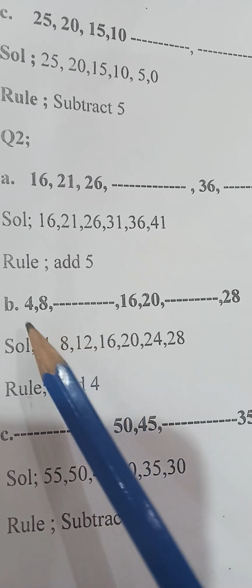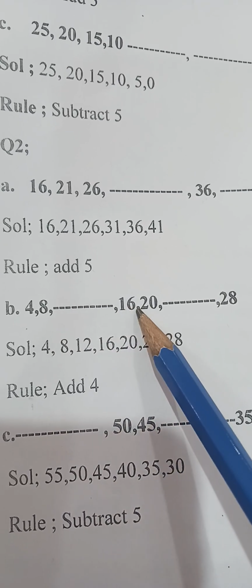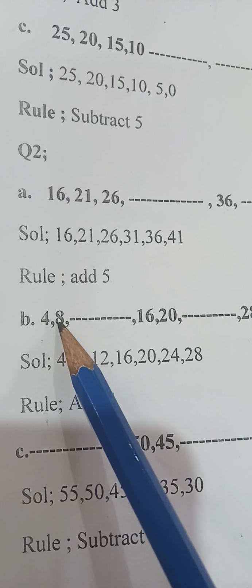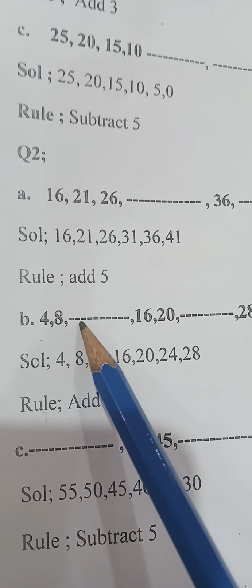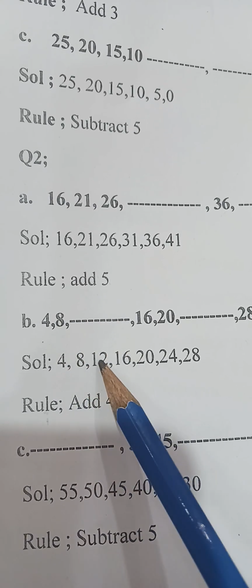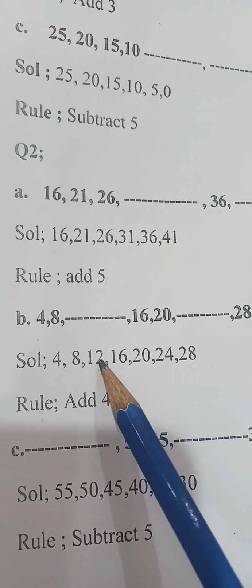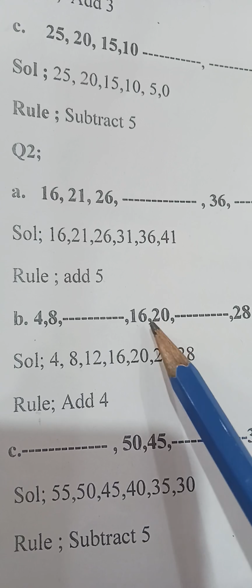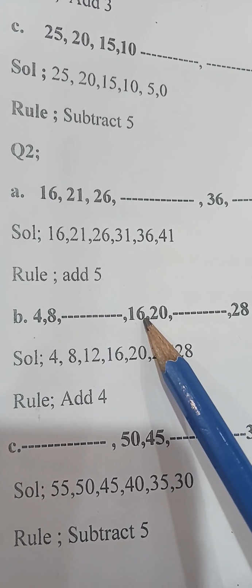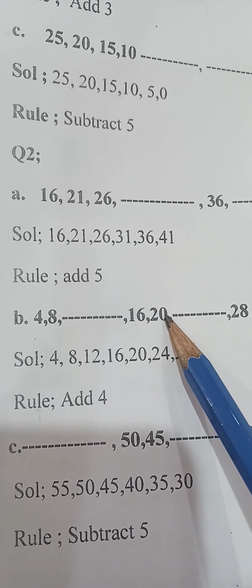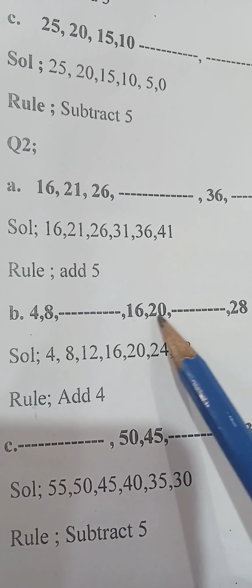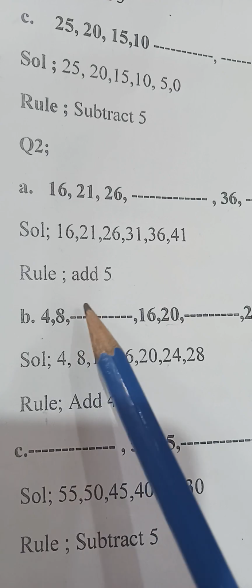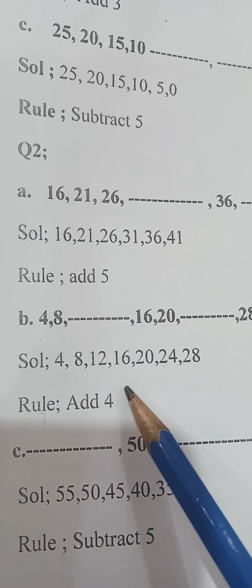In part B, we get 4, 8, 16, 20, 28. So here we can see that the gap is of 4. So if we add 4 in 8, we will get 12. If we add 4 in 12, we get 16, which is already given. If we add 4 in 16, we will get 20. Similarly, you will add 4 in 20, then you get 24. So it means that the rule is add 4.